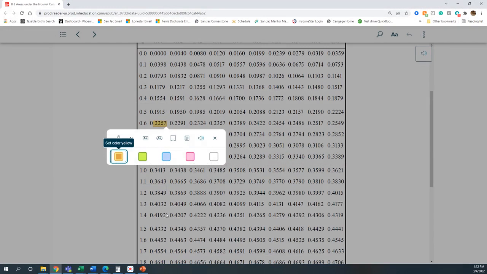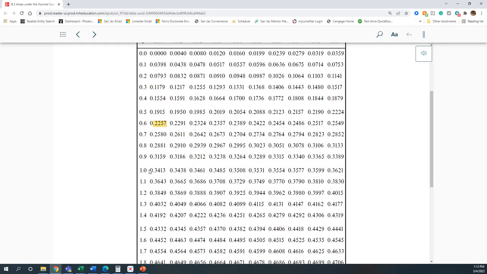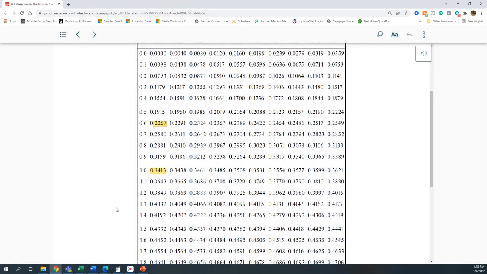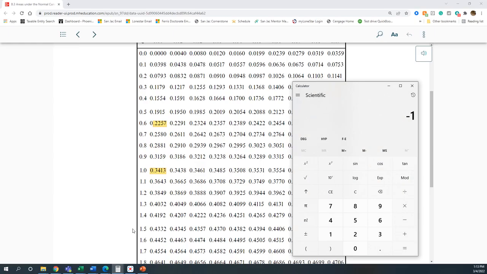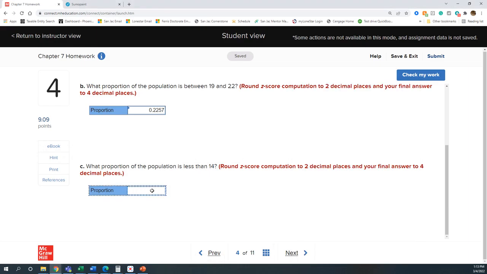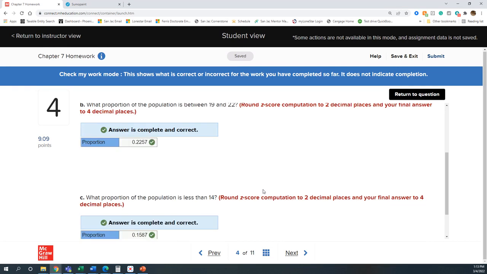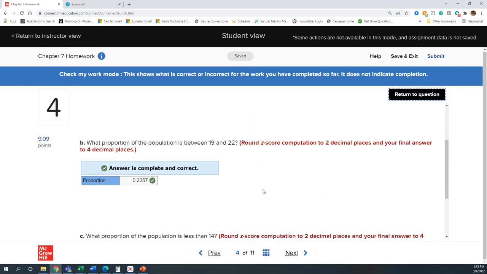But first, let's find our probability. So 1, nothing else, is 0.3413. Now, since we want to know less than, we want to know the tail end. To find the probability, we're going to take 0.5, again, from half, since proportionally, it's always the same, and minus 0.3413, comes out to 0.1587. Okay, check. And there we go. There's question 4.